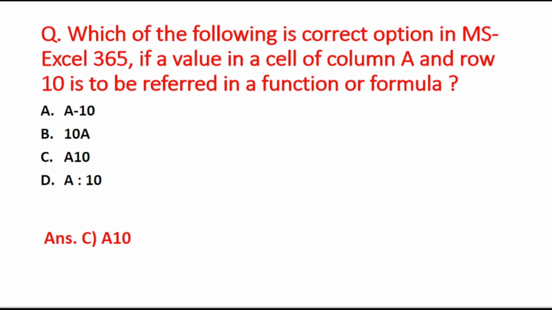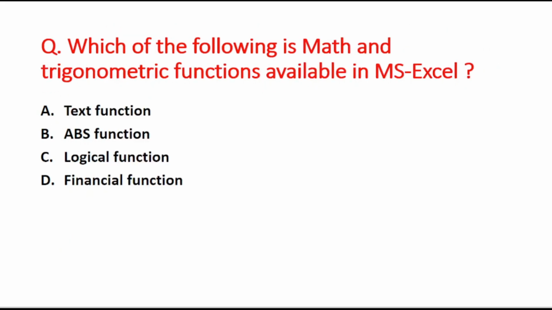Next question is, which of the following is the math and trigonometric functions available in MS Excel? A option is text function, B option is ABS function, C option is logical function, and D option is financial function. Right answer is option B, that is absolute function.